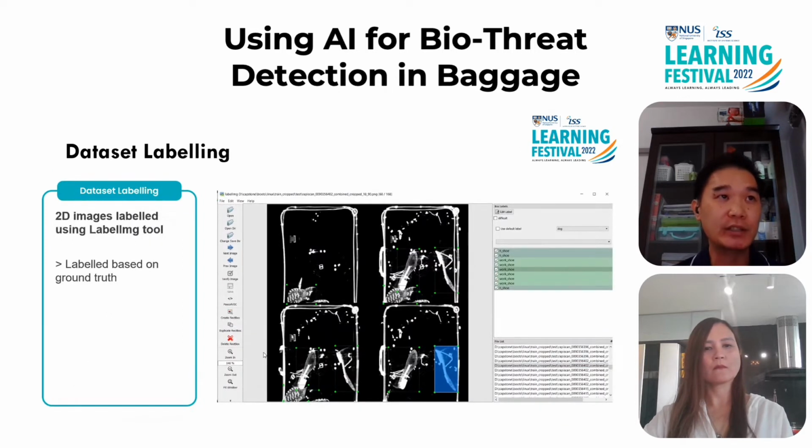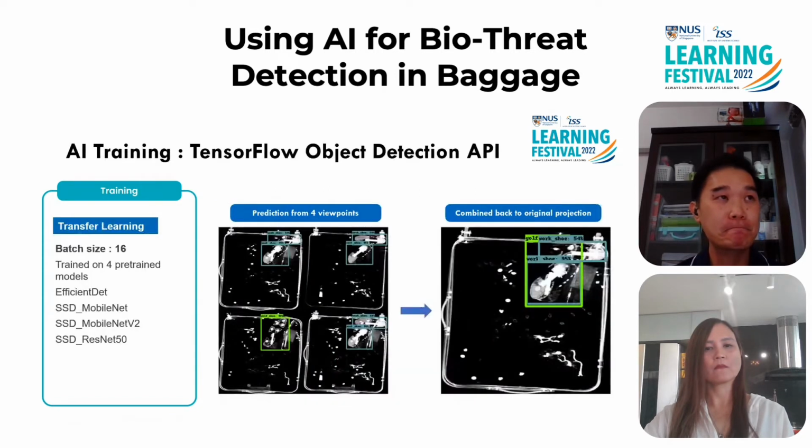Okay, so like I mentioned earlier, the annotation tool that we use is LabelImg. This is just an illustration to show how we do the annotation after we do the concatenation into a single image.